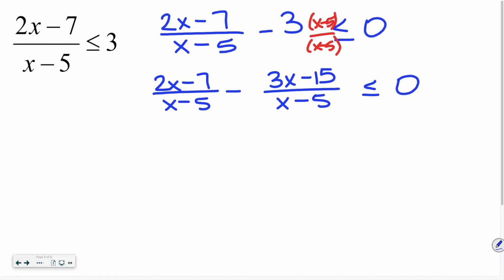Okay, so what happens? X minus 5 is our denominator. We have 2x minus 3x, and we have negative 7 minus negative 15. We do have to subtract that through. Now we have one fraction compared to 0.